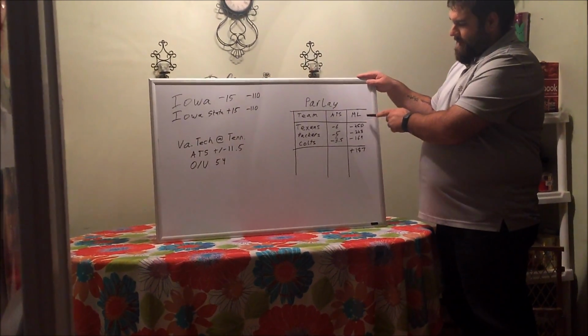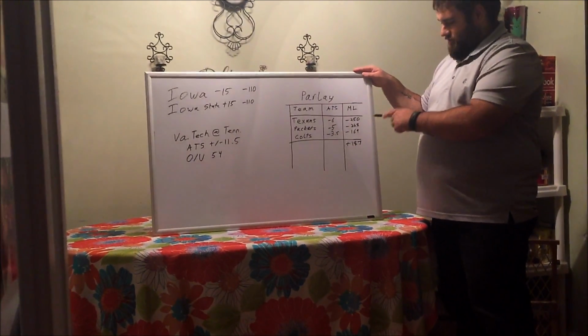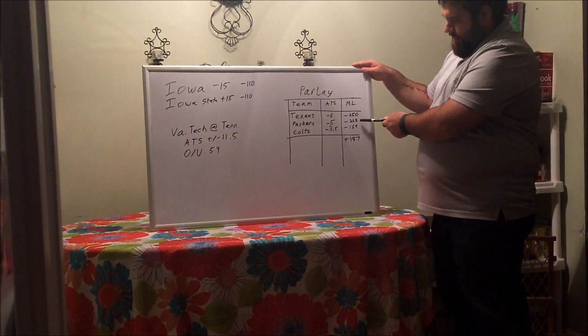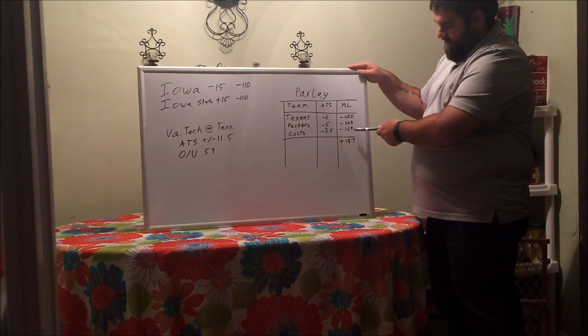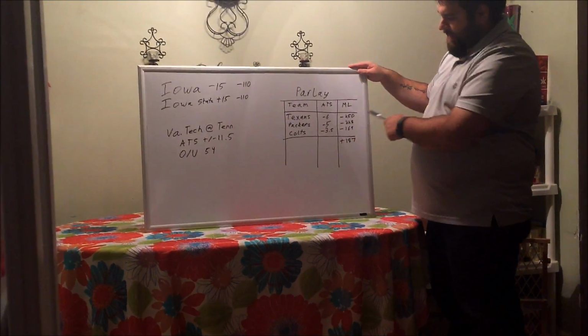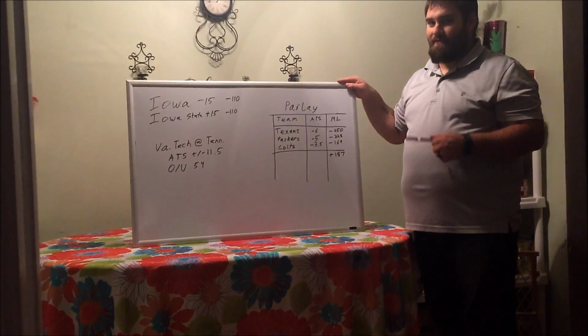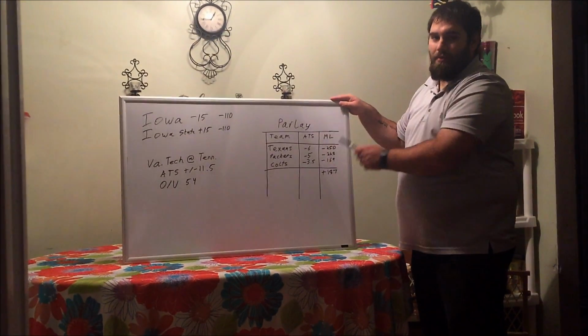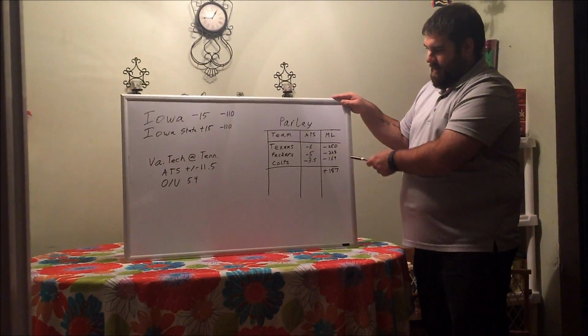Over here I have ML, that's money line. As I said earlier, these are all minus. So minus 250 for the Texans, minus 228 for the Packers, and minus 169 for the Colts. Now in some of these games, I'm questioning whether or not the teams will be able to cover the spread, so I'm not going to bet against the spread. But I do believe they will win the game, so I'm just going to bet on the money line.